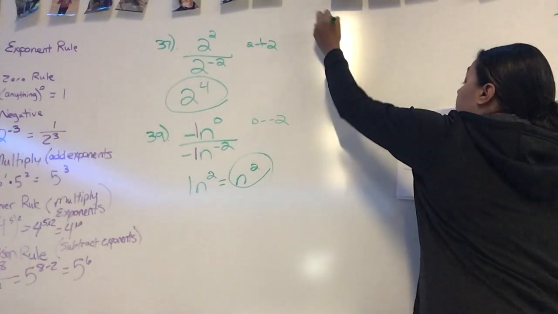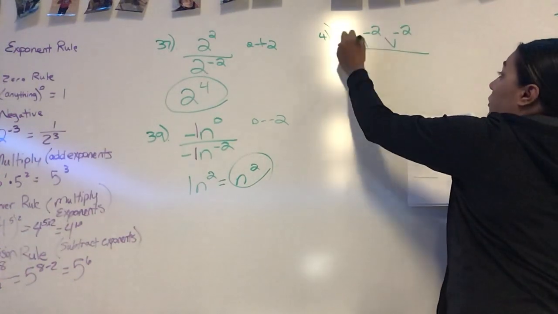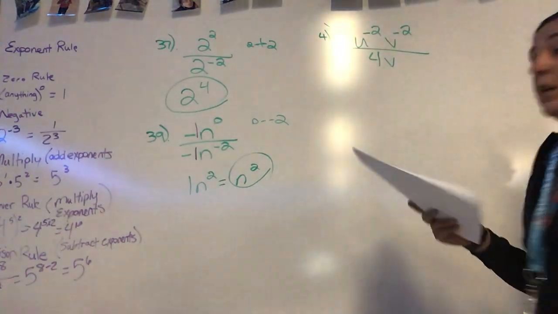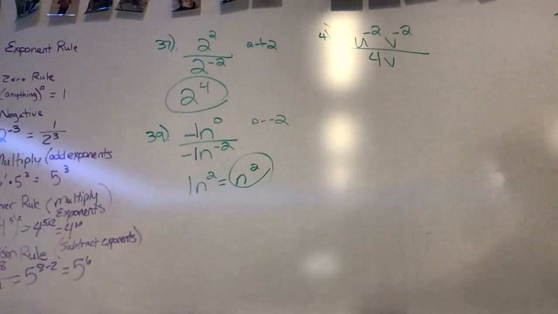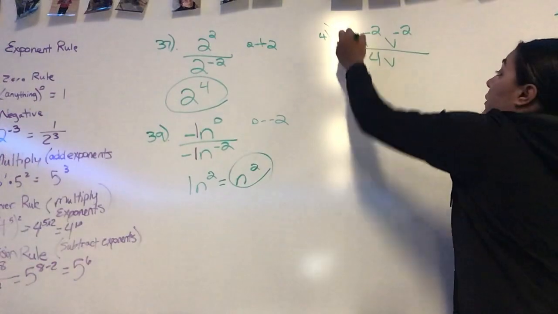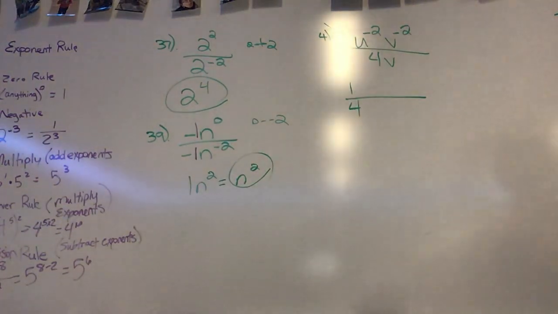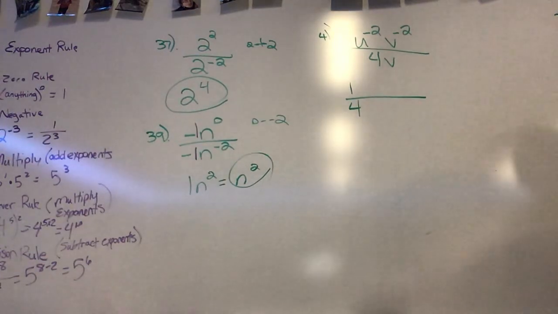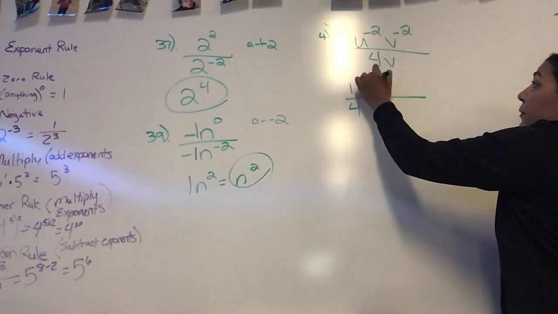Okay, 41. I got u to the negative 2 over v to the negative 2 over 4v. Okay, what big number is on top? A 1. Okay, so we keep the bigs where they're at. Okay, do I have any u's to subtract from? Okay, I only got the 1 on the top, so it's going to stay on the top for now.